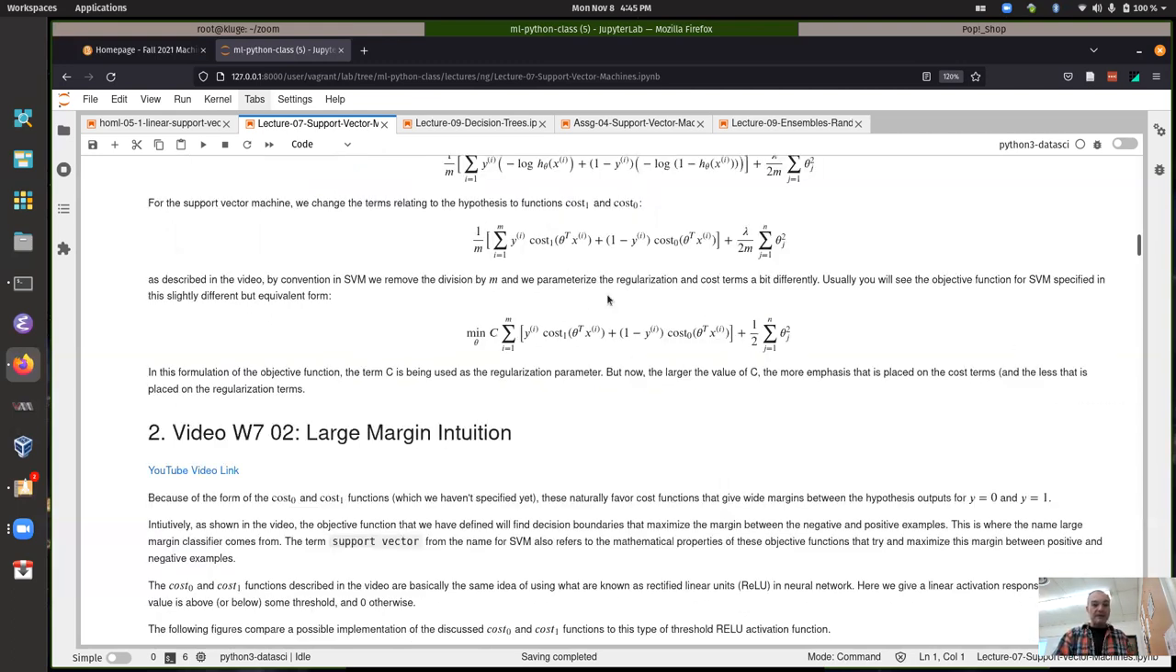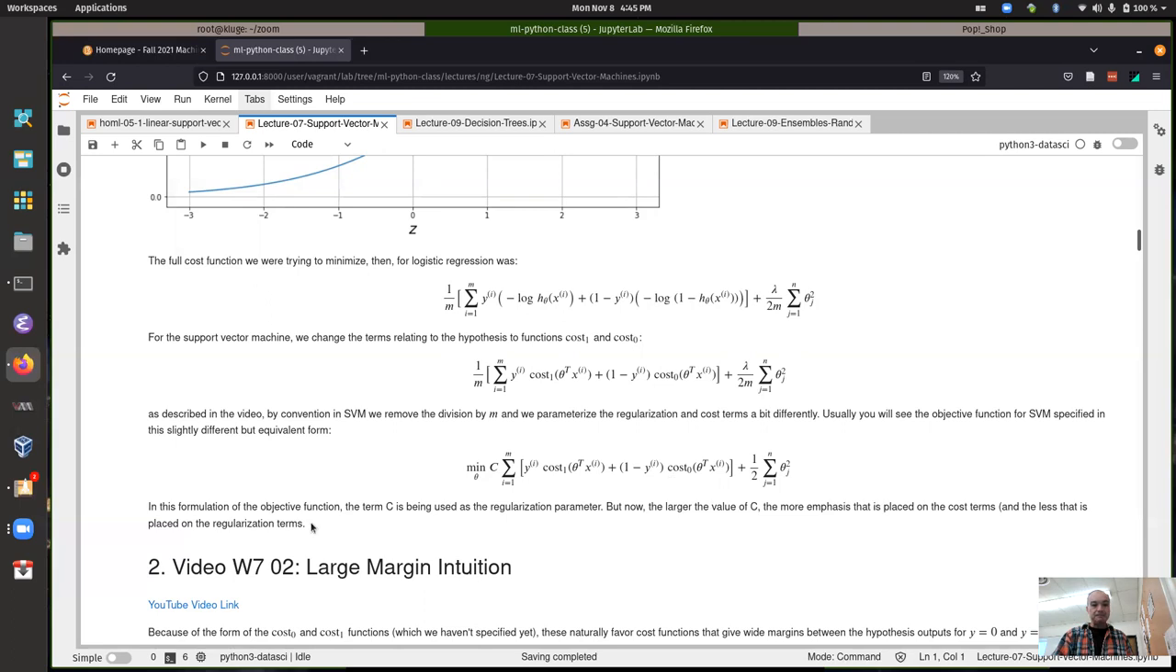So that was our logistic regression function. We're trying to minimize that, right? So what we do for the support vector machine cost function is basically the same as logistic regression, but instead of the log of the sigmoid (missing a parenthesis there, I just noticed), we use a different form that Dr. Ng talks about in his next video on the large margin intuition.